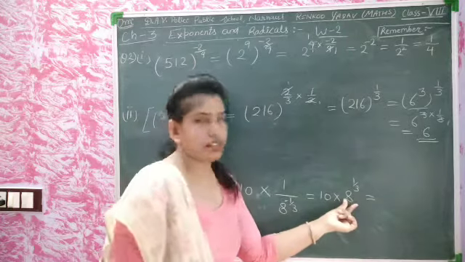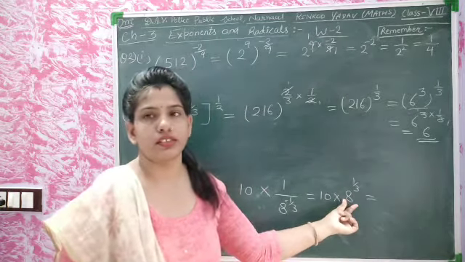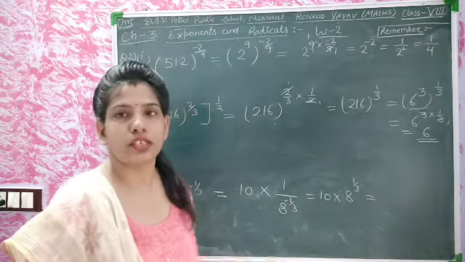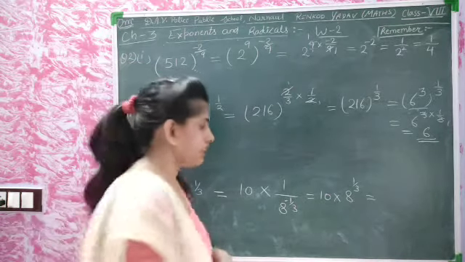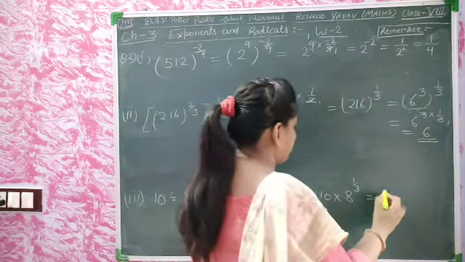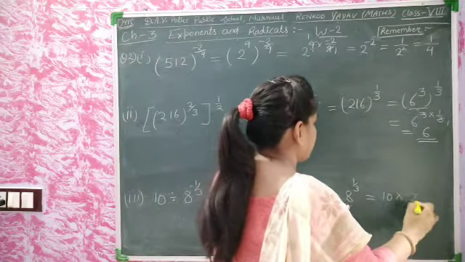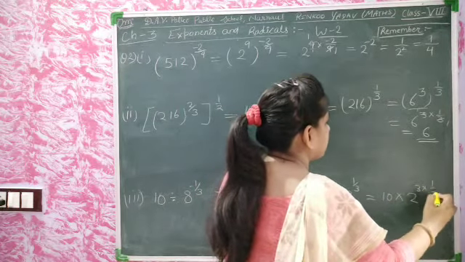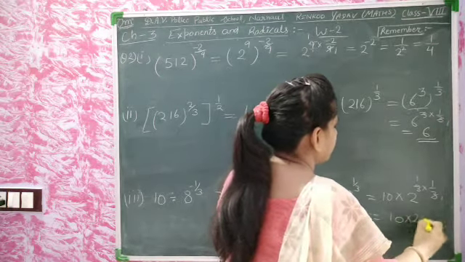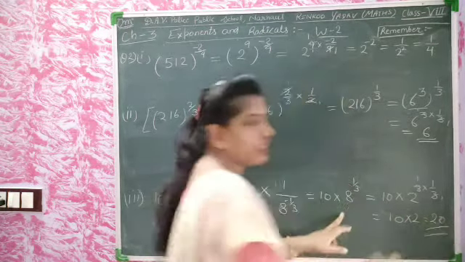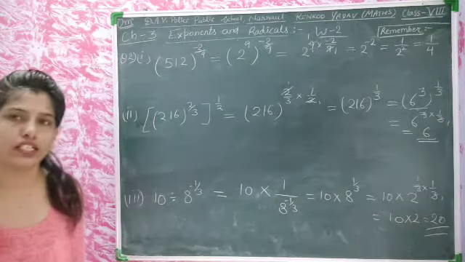And now 8, whose cube is 8? Yes, 2. 2 to the power 3 is equal to 8. So it becomes 10 into 2 to the power 3 into 1 by 3. 3 ones are 3, 3 ones are 3. 10 into 2 is equal to 20. There we will get 20 as the answer.